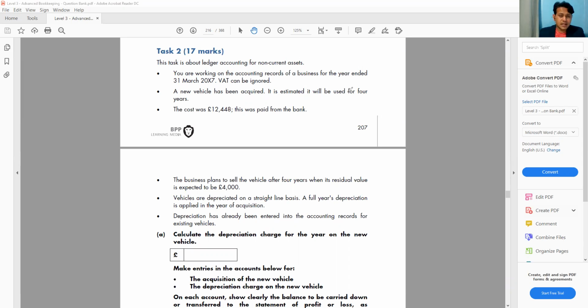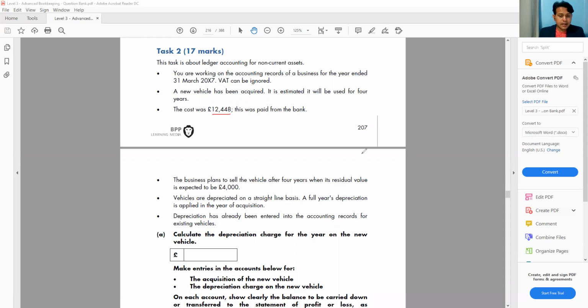So we can understand the depreciation will be for 4 years anyway. The cost is 12,488. So cost for the vehicle is the cost actually paid to buy the vehicle, that is paid from the bank. The business plans to sell the vehicle after 4 years, when its residual value is expected to be 4,000.